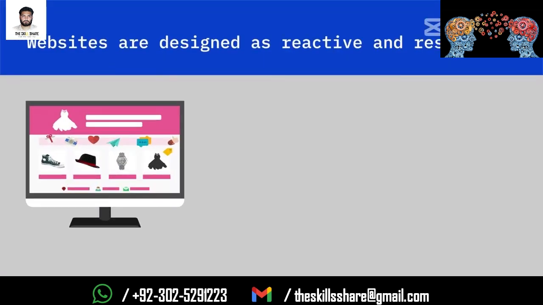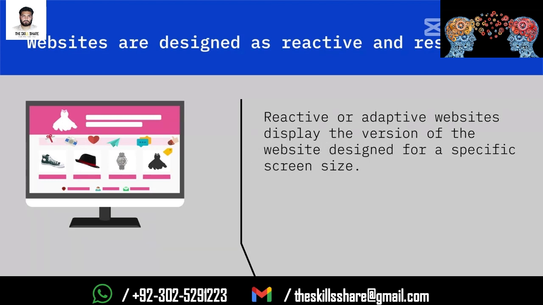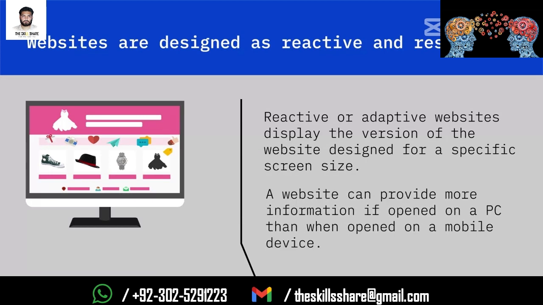Using all these languages, websites are designed as reactive and responsive. Reactive, or adaptive websites, display the version of the website designed for a specific screen size. For example, a website can provide more information if opened on a PC than when opened on a mobile device.